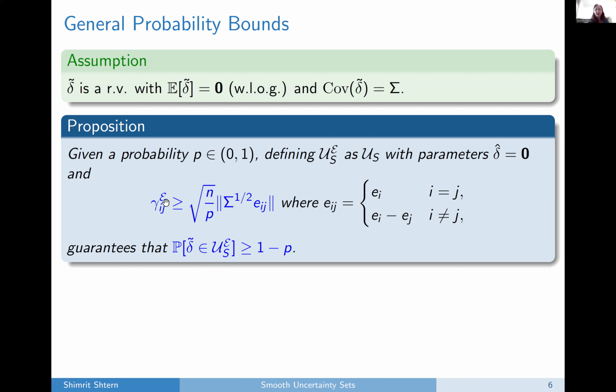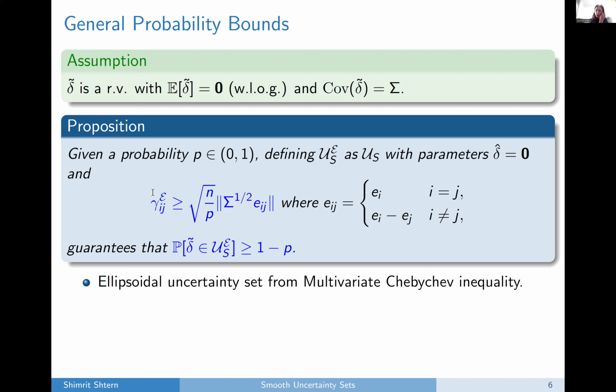So I have this superscript E, calligraphic E or epsilon here, because the proof of this actually comes from the fact that we are using ellipsoids. So what we do is we construct an ellipsoid uncertainty set that is derived from the multivariate Chebyshev inequality, and then find gamma for which our smooth uncertainty set encloses this ellipsoid, but we find the smallest gamma that does that, and that's how we derived our gamma.